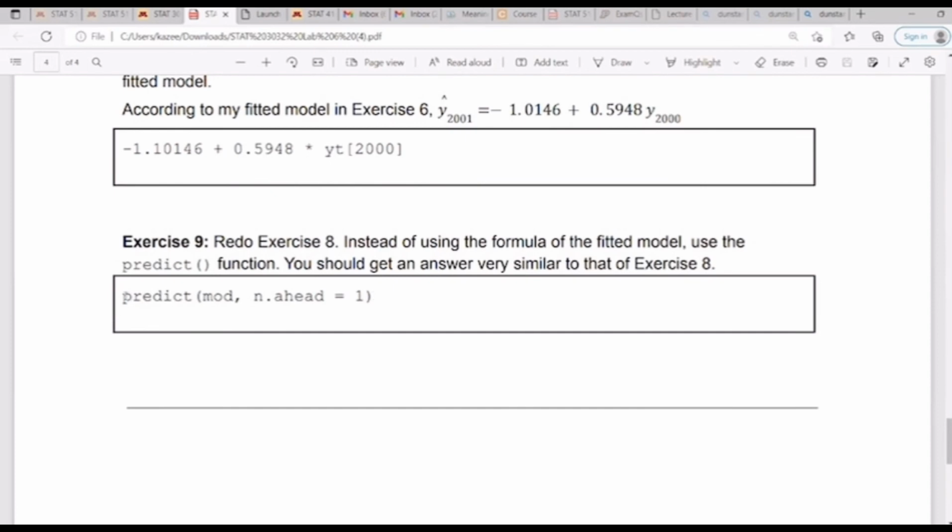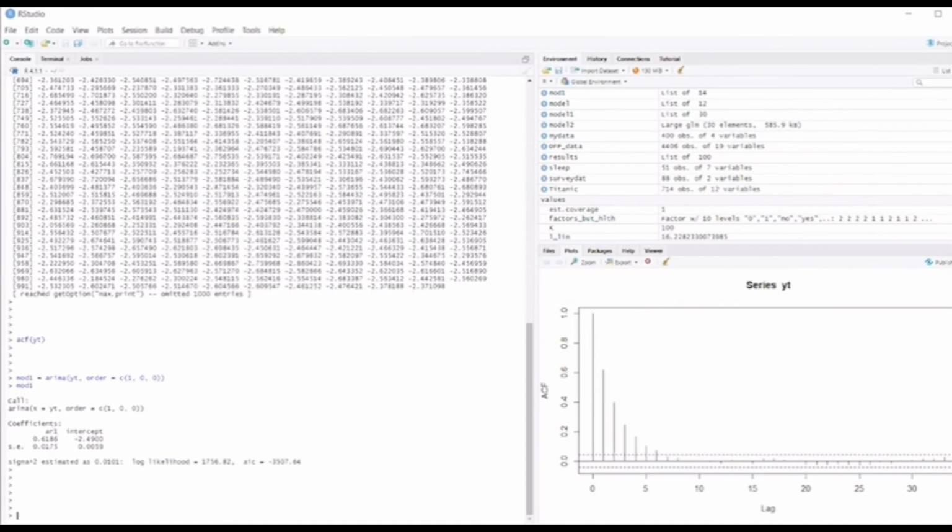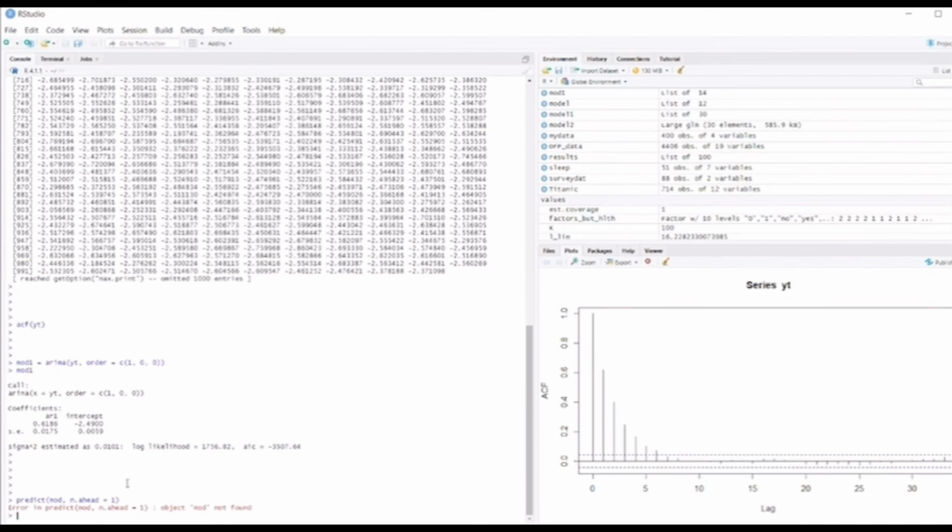So if I copy this now, that is the coding. If I copy that and paste it in R, don't forget my model is, right? Now it's actually giving me an error. Oh, I wrote MOD. It's supposed to be MOD1, because I named this MOD1. So I'm going to correct that.